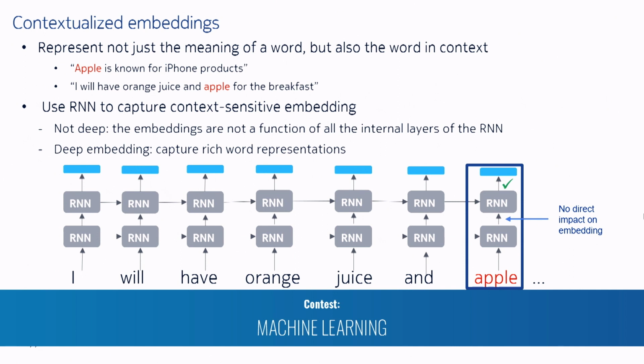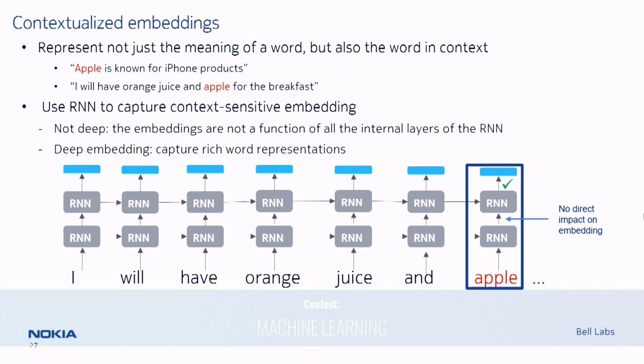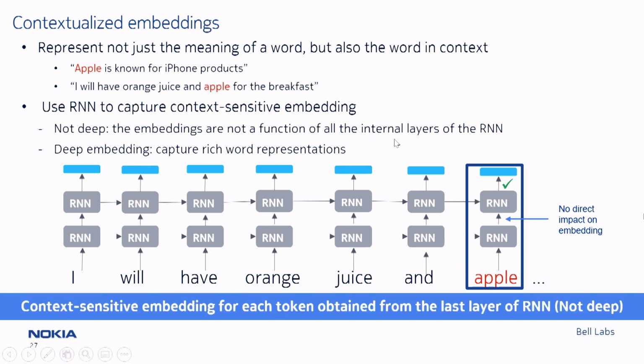You would like to have deep embedding because you want to capture rich word representations. So what we can say here is that we have a context-sensitive embedding for each token obtained from the last layer of the RNN, but this embedding is not deep.